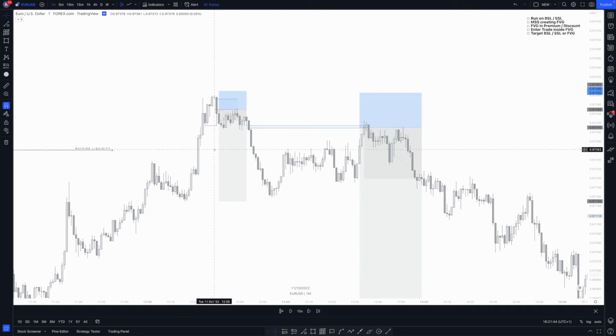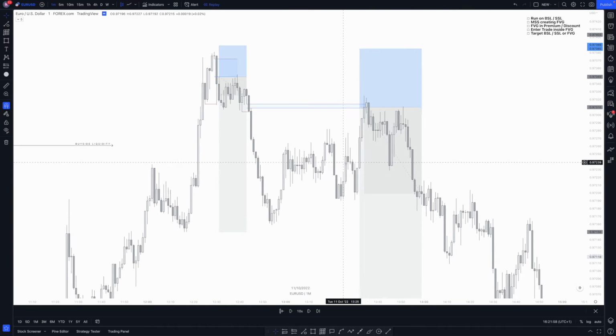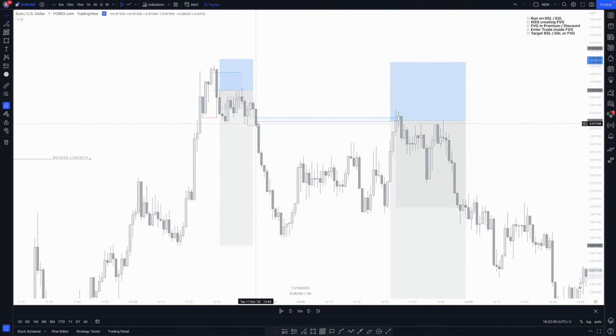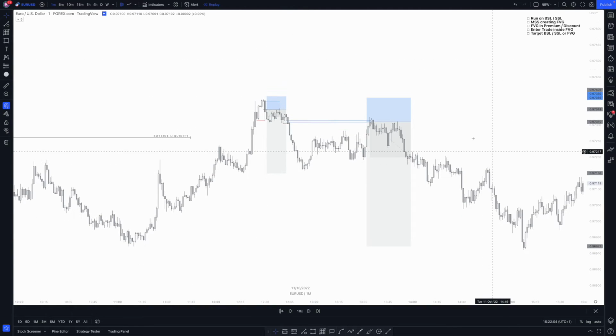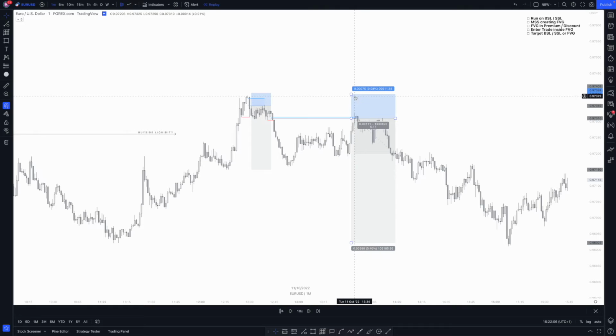So if you do class these, that's absolutely fine, and then you would be able to get an entry on this fair value gap right here. But if you wanted to wait for something a little bit more clear, and you use this, or you use this low right here, what you will notice is if we zoom in, you will see a fair value gap created on this, and then you can enter.